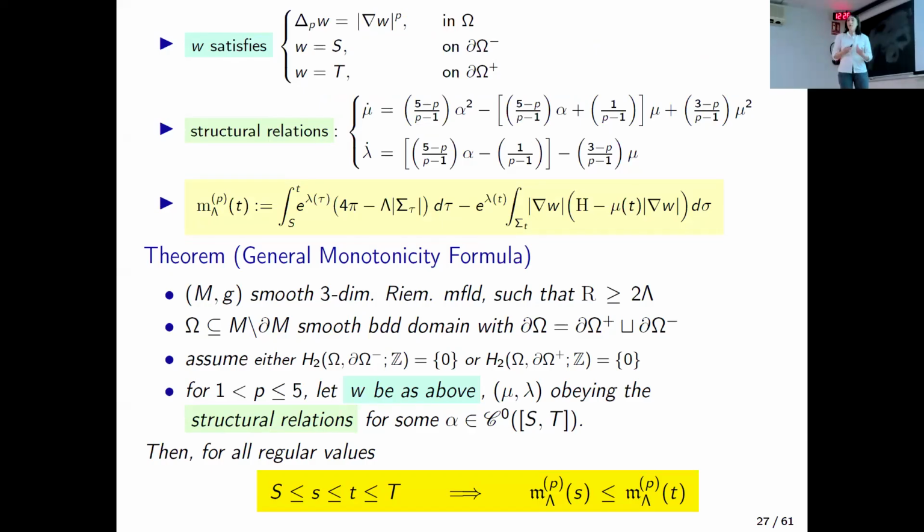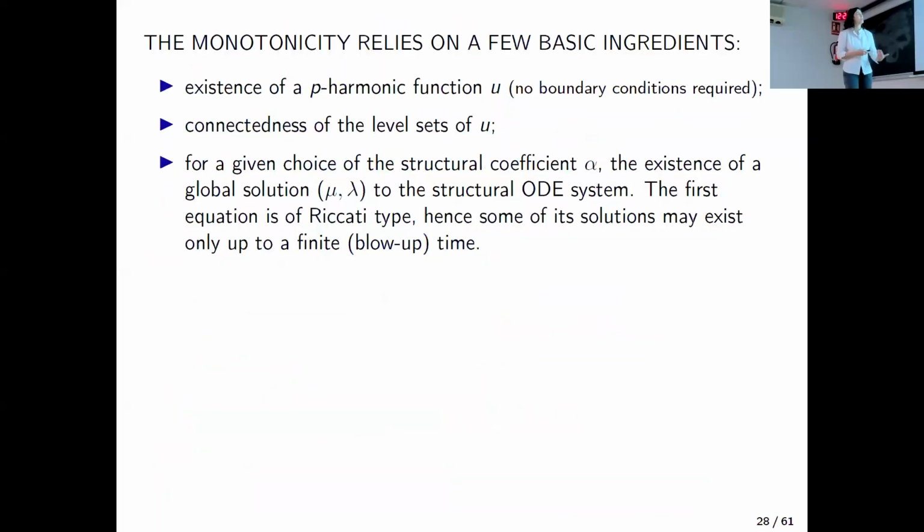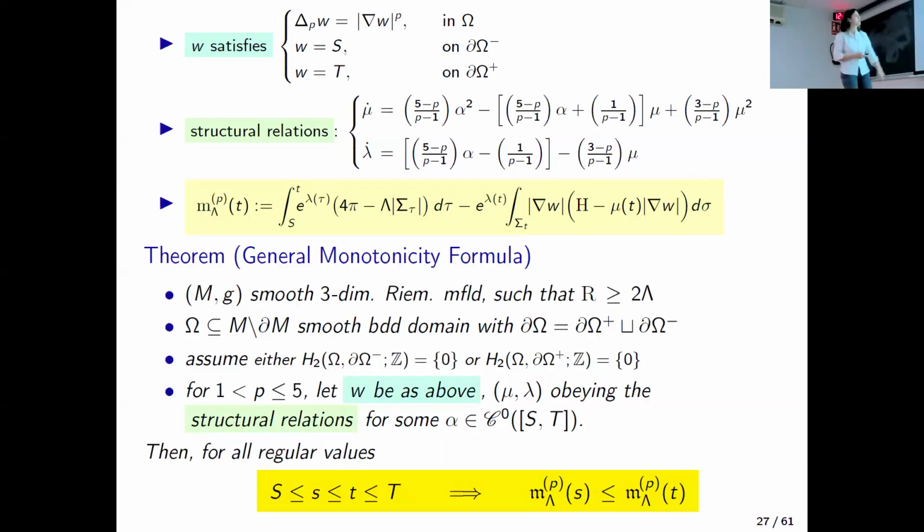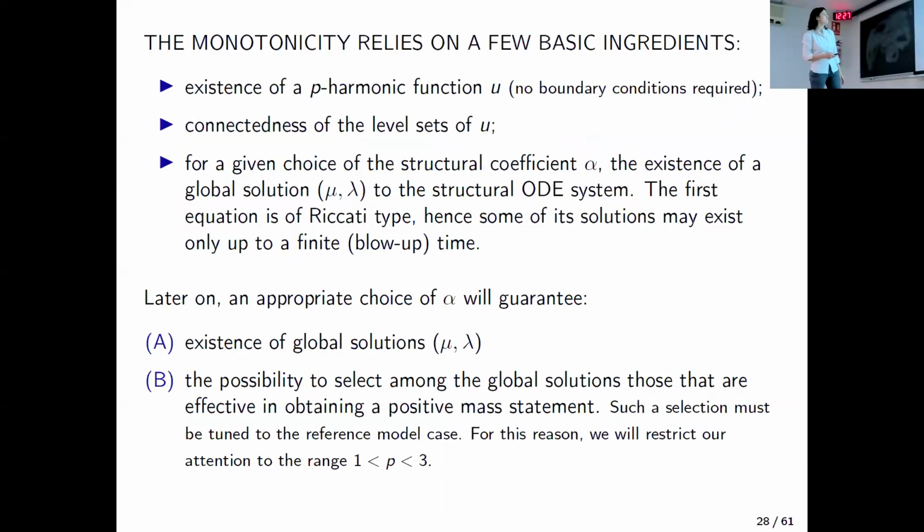But in order to find a suitable monotonicity formula which maybe gives you rigidity in your setting, we have to carefully choose this alpha, the alpha which is inside the structure of the system. An appropriate choice of alpha will guarantee the existence of a global solution, so we need mu and lambda to be defined on all the interval of interest. It also gives the possibility to select, among the global solutions, those that are effective in obtaining the positive mass theorem.